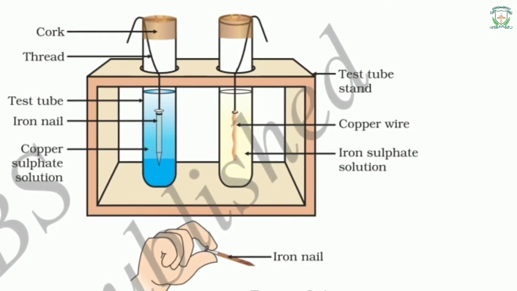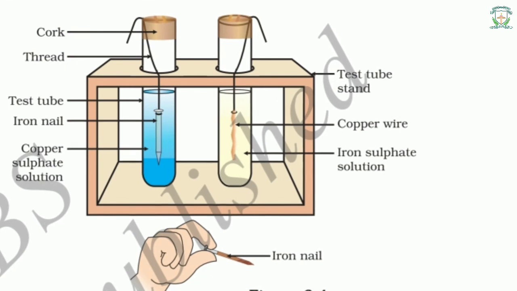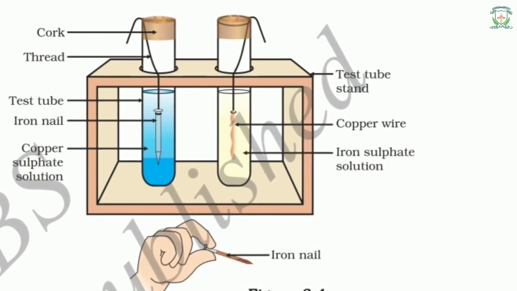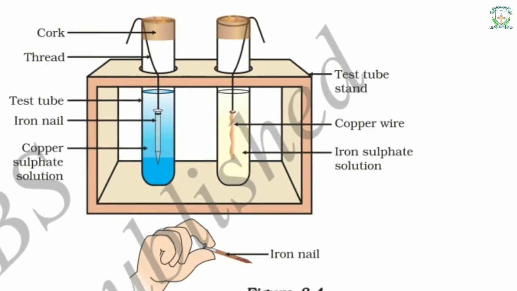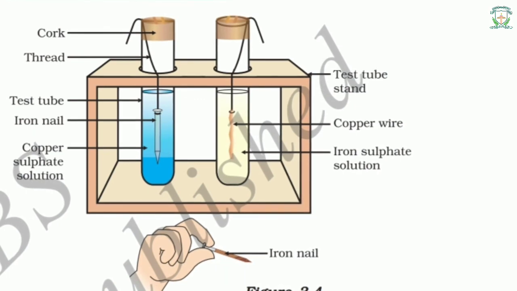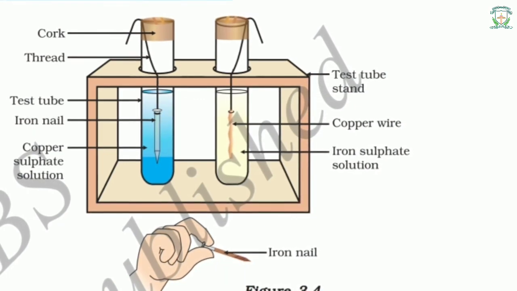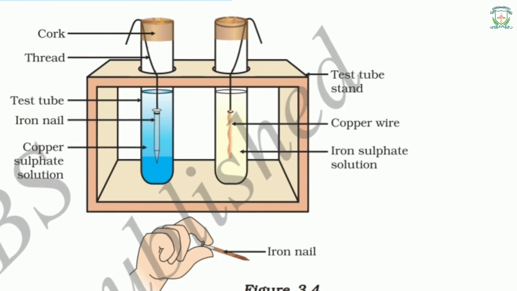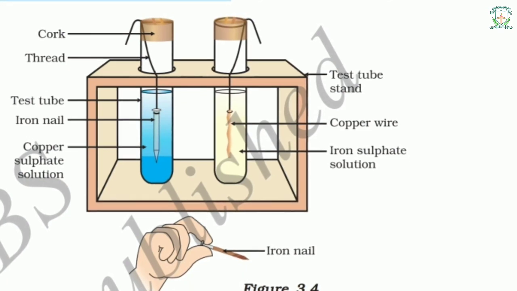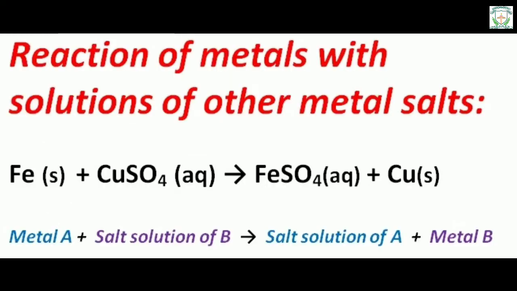The metal is more reactive than the metal in the salt, which is the copper salt. Iron displaced copper. In the other test tube, no reaction takes place. That means iron is stronger than copper. The reaction is Fe, that means iron, reacts with CuSO4, copper sulfate solution, to give FeSO4, ferrous sulfate, plus copper.